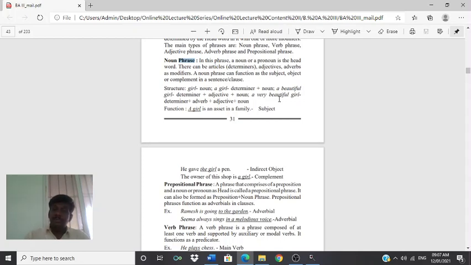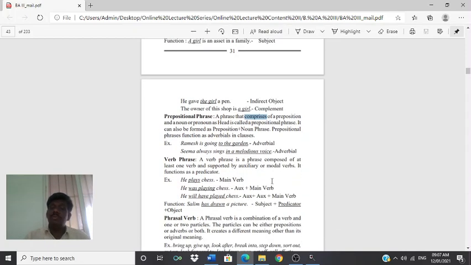Then we discussed the prepositional phrase in this session. A phrase that comprises a preposition and a noun, or a preposition and a noun phrase, is called a prepositional phrase. Ramesh is going to a garden. To the garden is a prepositional phrase, and it works as an adverbial in a sentence. So this is what we learned.